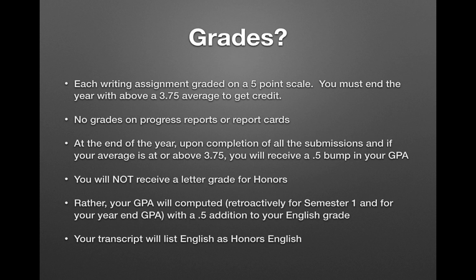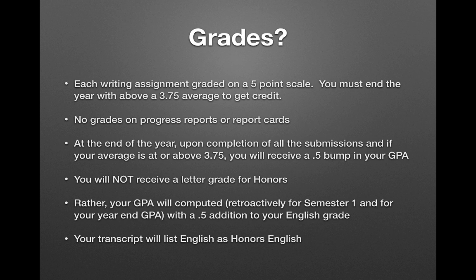In terms of grading, English Honors is a pass-fail, and so it will not occur on your report cards or on your transcript until the end of the year. Each assignment is graded on a 5-point scale, and that rubric is available online. There is actually a whole video that goes over issues of the rubric. You must end the year with an above a 3.75 average to get credit. This basically constitutes a 75%. So you need to be making sure that often you are exceeding our expectations.